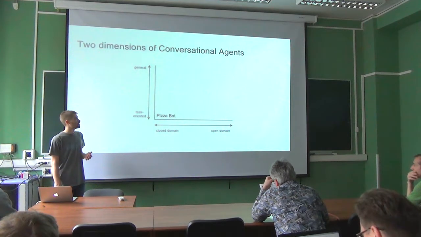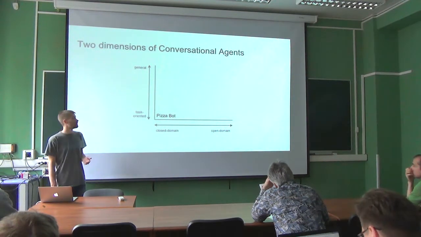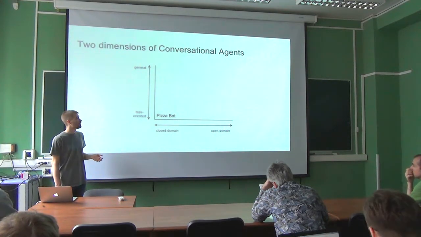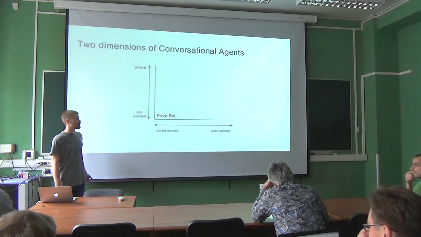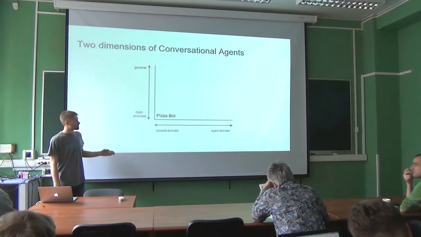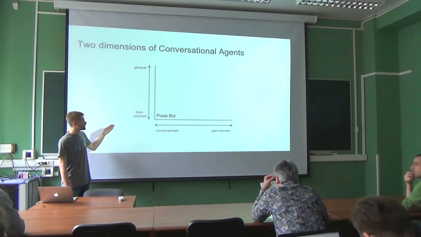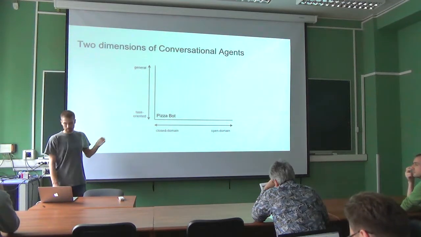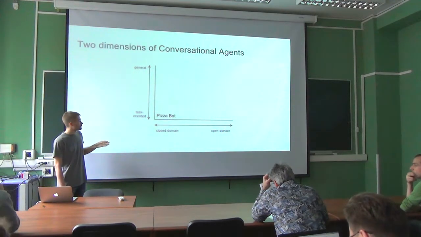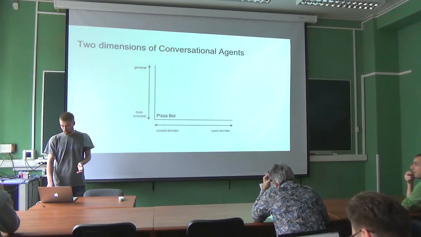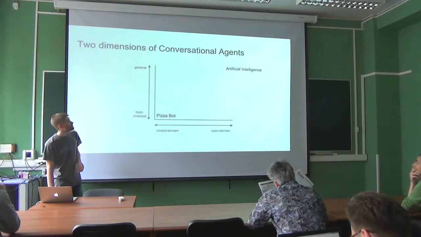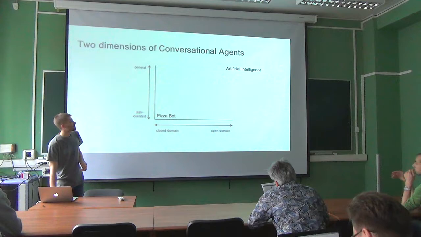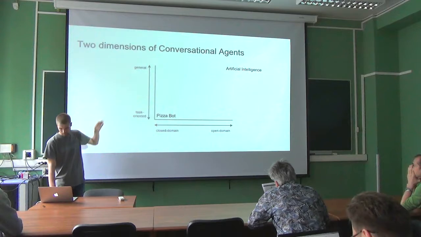It has a well-formulated task to order pizza for you and lives in a closed pizza domain defined by the pizza delivery service, for example. So that's why it's a closed domain and strongly task-oriented conversational agent. It's a closed domain because it can't book you a plane, for example. And here is artificial intelligence. It can do whatever you want in any domain. It's a far perspective.